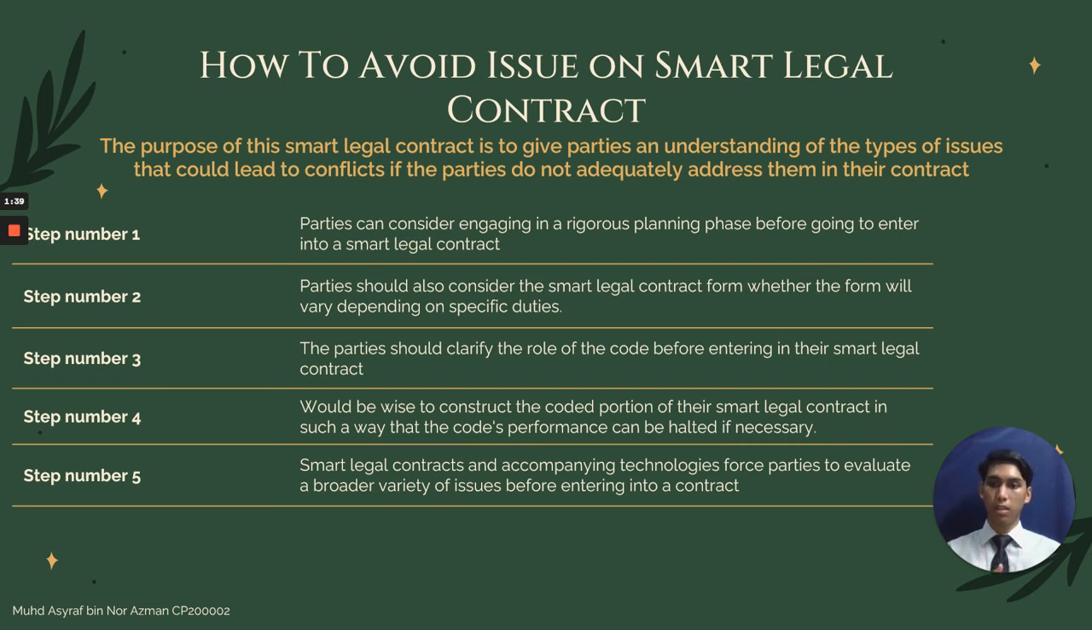Lastly, the step to avoid issues on smart legal contracts: accompanying technologies force parties to evaluate a broader variety of issues before entering into the contract. It could be wise to allocate risks in relation to, and to provide for, malfunctioning oracles and erroneous data inputs. External events beyond the parties' control can have an effect on the performance of the code.